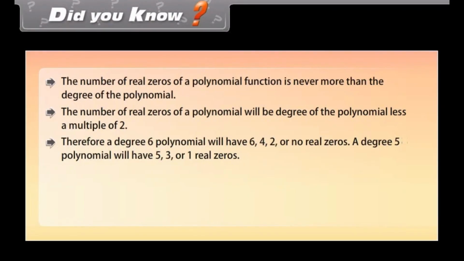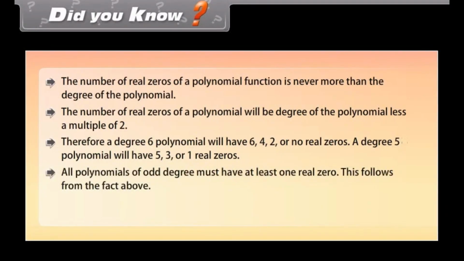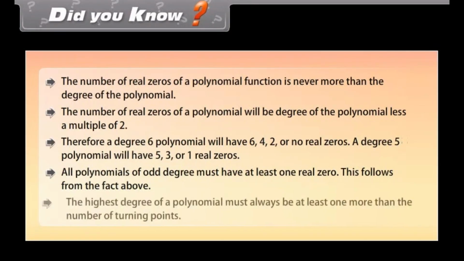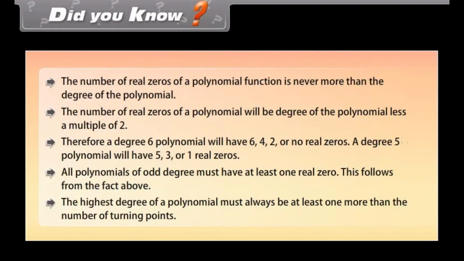A degree 5 polynomial will have 5, 3, or 1 real zeros. All polynomials of odd degree must have at least one real zero. This follows from the fact above. The highest degree of a polynomial must always be at least one more than the number of turning points.